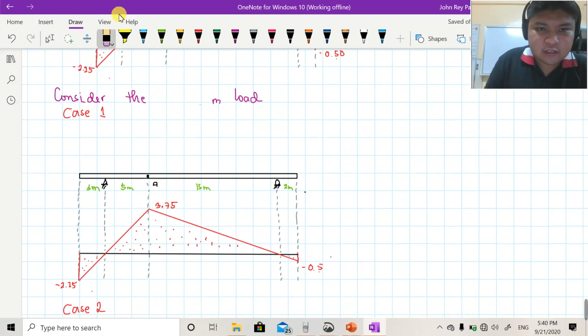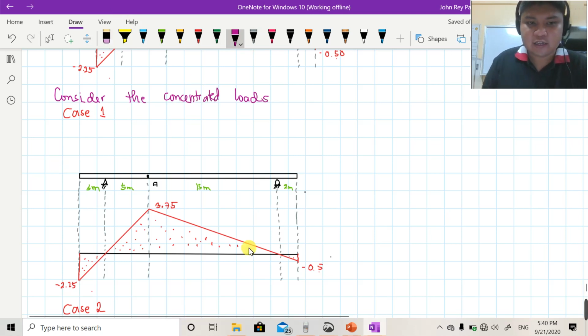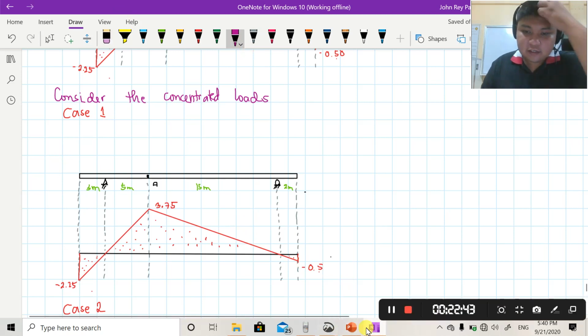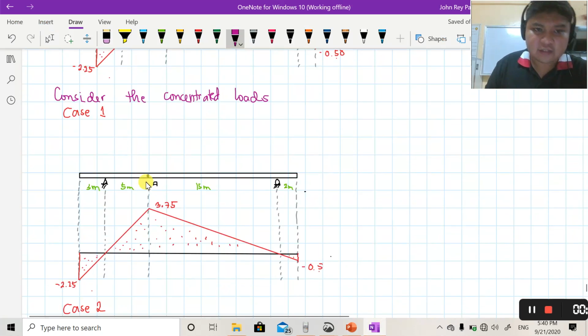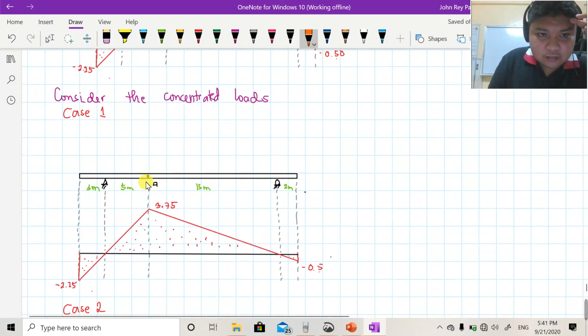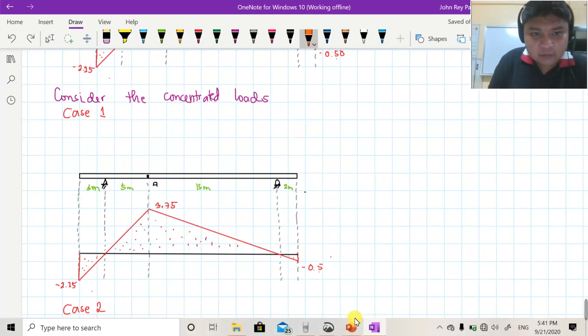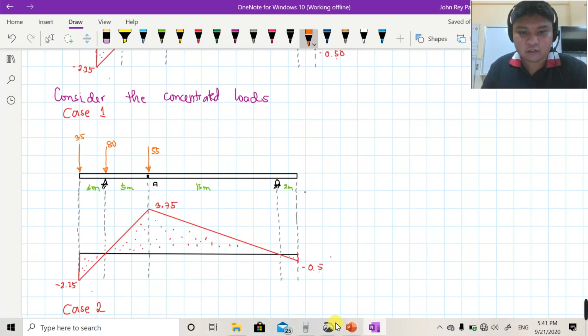So ilagay na lang natin dito considering the concentrated loads. So yun na nga, may tatlong cases nga tayo dito kasi nga mayroon naman talagang tatlong loads. So ilagay ko muna class yung tatlong cases. So yung una, dito natin ilalagay yung ano ba yung una sa kanila? 55. So dito natin class ilagay yung 55. Dito natin ilagay yung 80 and dito natin ilagay yung 35. So the distance reflects naman, no? So yun.